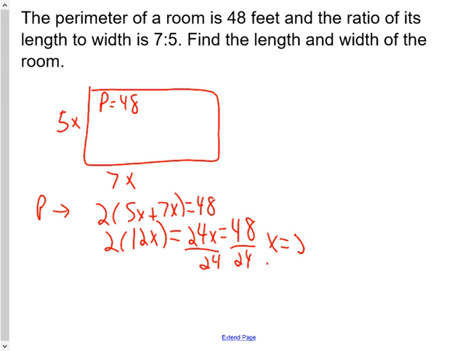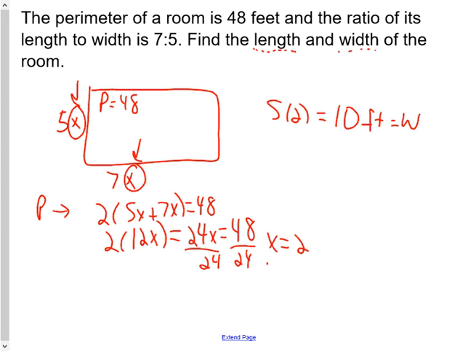Now, a slightly different answer because we're looking for length and width, so we need to plug in 2 for these two x's here and here. So 5 times 2 gives you 10. What's our label? Feet. That is our width. And then 7 times x, where x is 2, gives us 14. 7 times 2 is 14 feet, our length. And there's our answer right here.